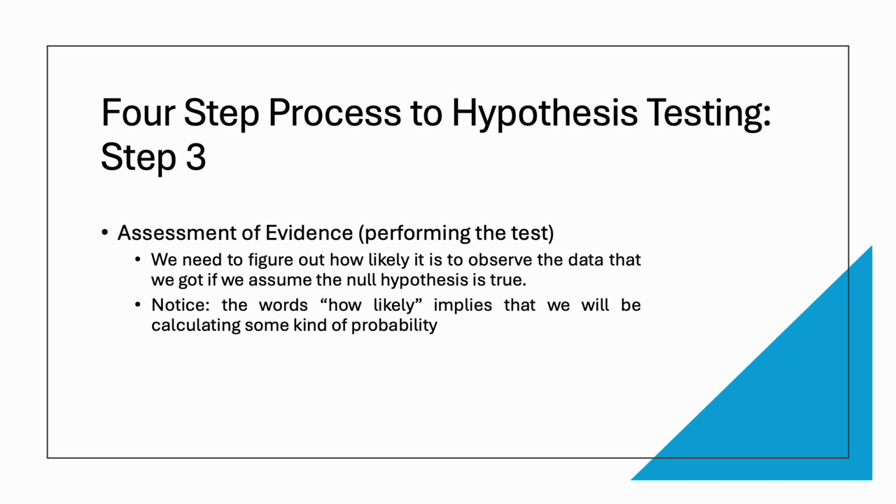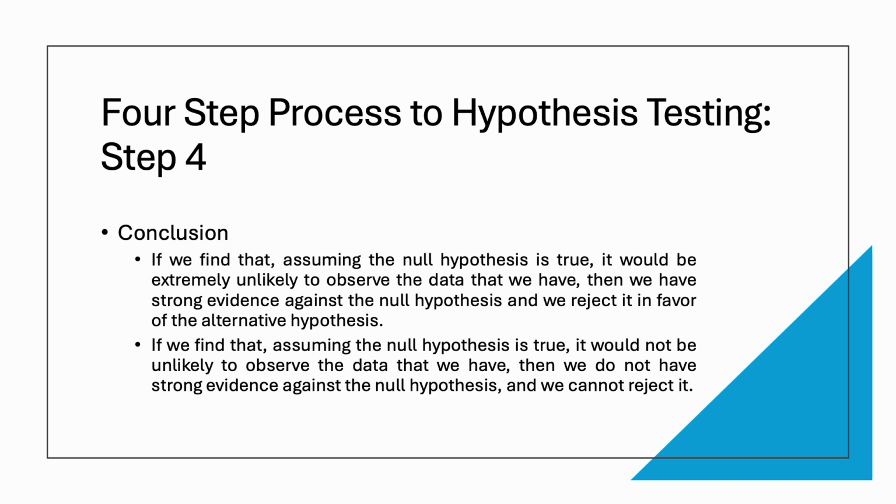So we look at the evidence. After we've looked at the evidence, we come up to a conclusion, and this is the fourth step. So if we find that it would be extremely unlikely to observe the data that we observed, extremely unlikely means we have a small probability. Then we have strong evidence against the null hypothesis, and we reject it in favor of our alternative.